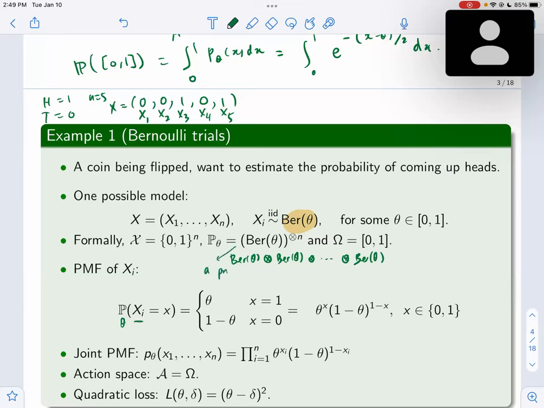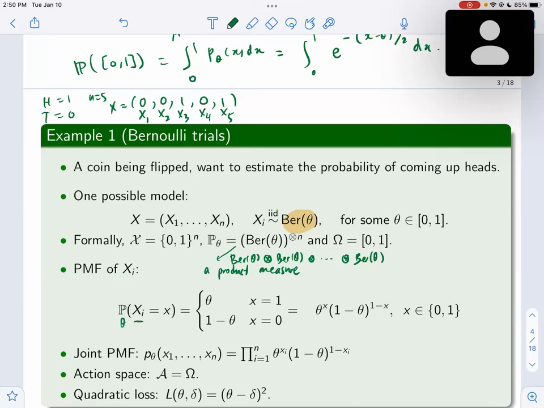A product measure. Again, this is not needed if you don't know what it is, but if you're interested, Google it: what is a product measure? This is the fancy way. And then the parameter is basically specified as [0, 1] because theta is a probability. And so you can say that this distribution has a joint PMF, probability mass function.